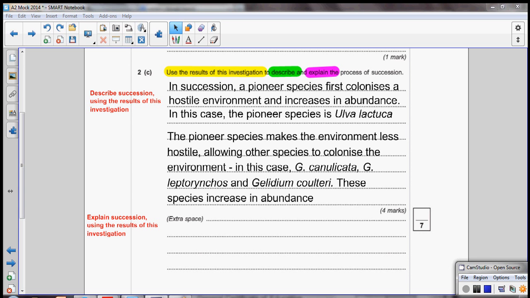Carrying on with my description, I've said that the pioneer species makes the environment less hostile, allowing other species to colonise the environment. And I've said that in this case, the other species, G. caniculata, G. leptorhynchos and Gelidium coulteri, are the other species that the graph shows us start to appear once the pioneer species has made the environment less hostile. So I've used those names to make sure I've used data from the graph, and you can see I've used the word abundance in both cases, and I'm trying to get keywords into this answer, like abundance, hostile, pioneer species, to make sure that I'm getting the mark scheme points.